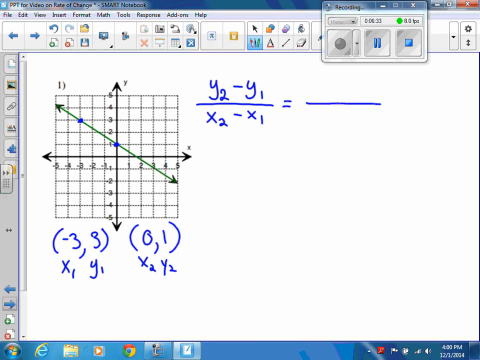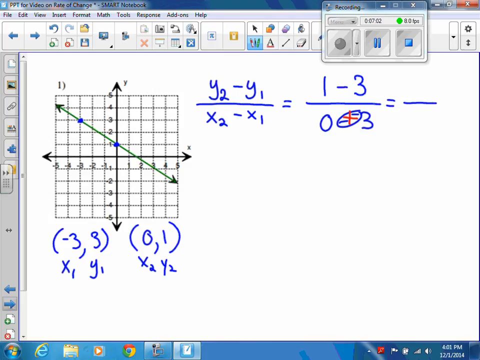So for my y2, I have 1 minus my y1, which is 3. My x2 is 0, and my x1 is negative 3. Here we go again with the negative, negative. Remember, I can circle these and then they become positive. If you do it that way, that's fine. Or like I said before on the previous example, you can just add the opposite. Okay, so now let's do our math.